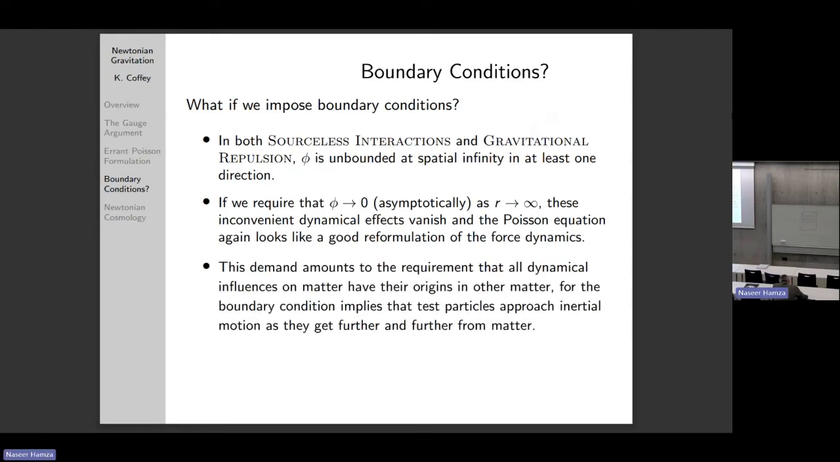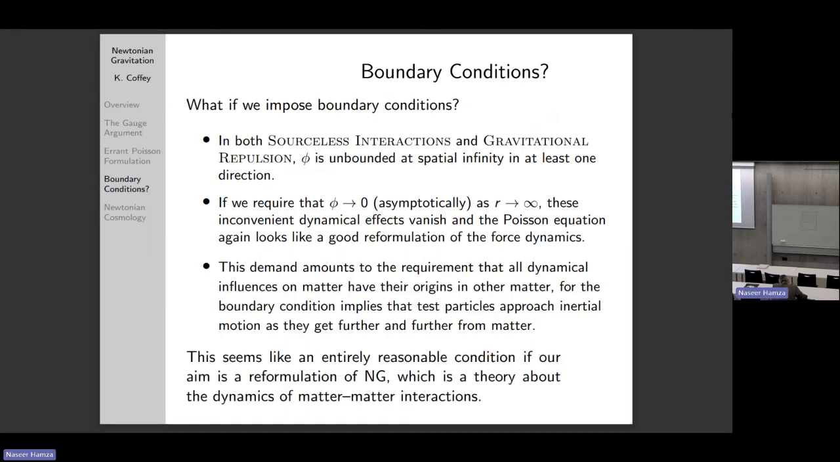What does this mean physically? Well, imposing this constraint amounts to the requirement that all dynamical influences on matter have their origins in other matter, for the boundary condition implies that test particles approach inertial motion as they get further and further from matter. So as you go off to infinity and the potential goes to zero, the field goes to zero, and you start moving inertially. Right? If you don't require that the potential go to zero, then of course the field need not drop off as you go to infinity.